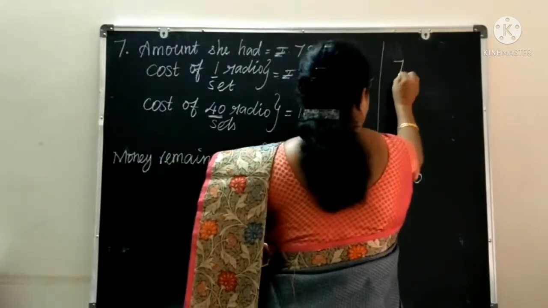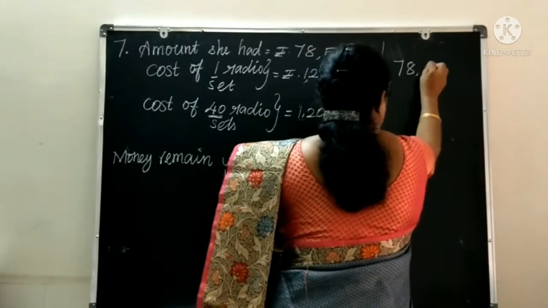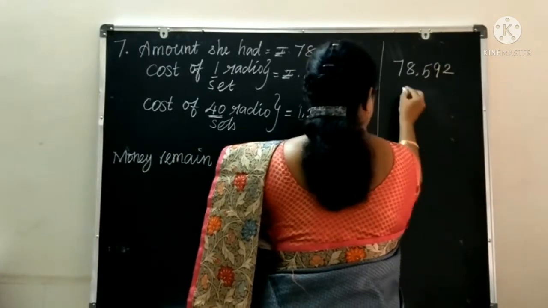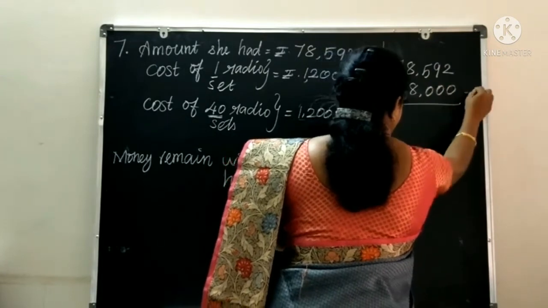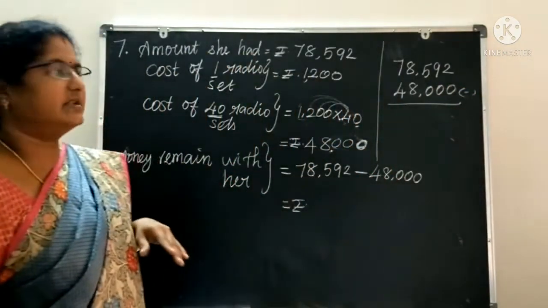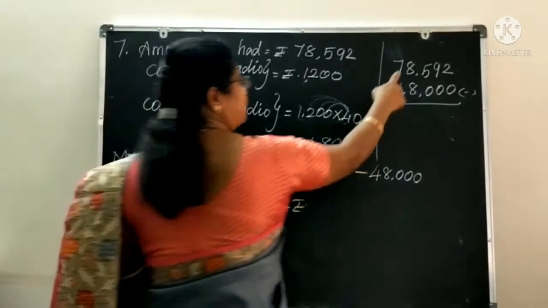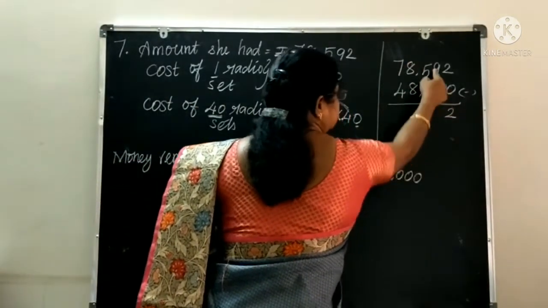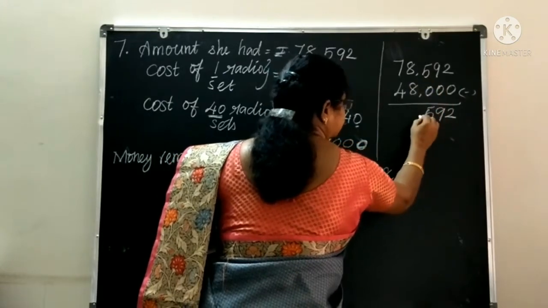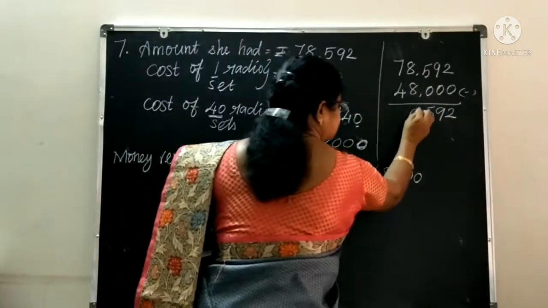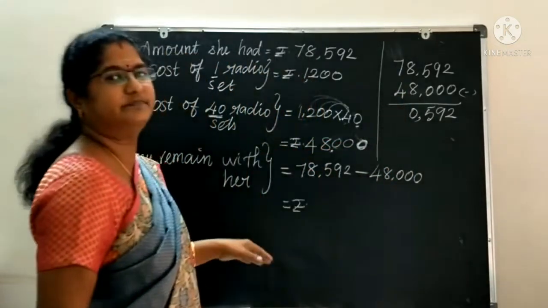I do the rough here. Subtraction. 78,592 minus 48,000. Okay, arrange in column wise. Subtract 2 minus 0, 2. 9 minus 0, 9. 5 minus 0, 5. 8 minus 8, 0. 7 minus 4, 3.